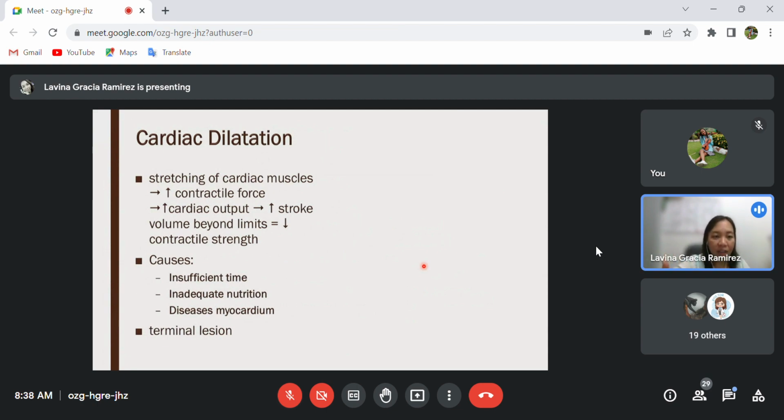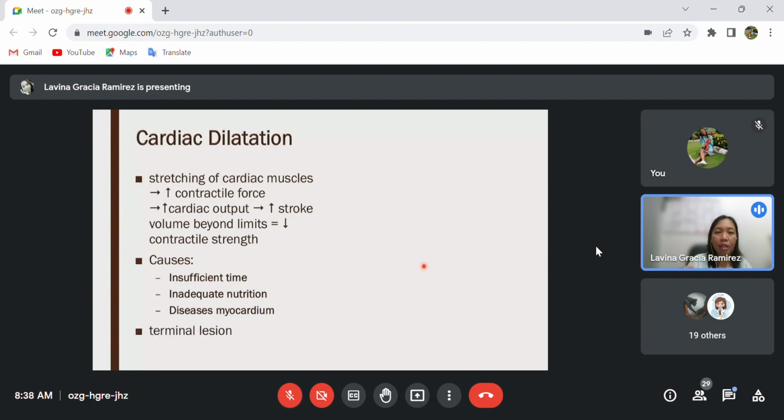Okay, so if there is a stretching of cardiac muscles, then it will lead to an increase in the contractile force, leading to an increased cardiac output. So ibig sabihin, this is a parallel and a domino effect, no? Dapat supportive siya doon sa first pa lang na activity. And then if there is an increased cardiac output, then the stroke volume goes beyond limit.